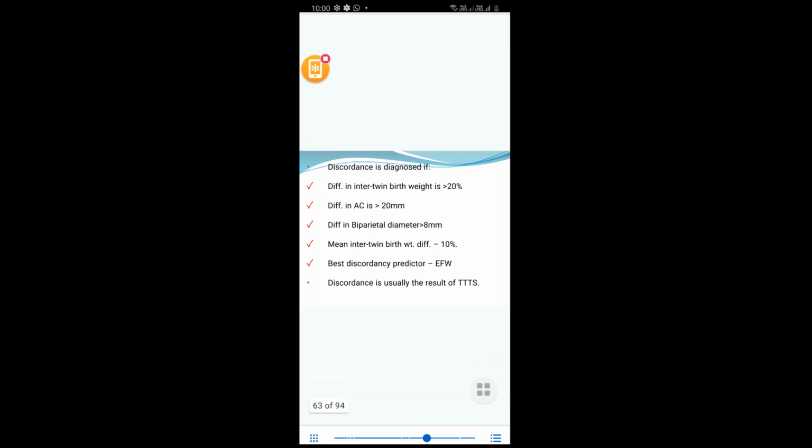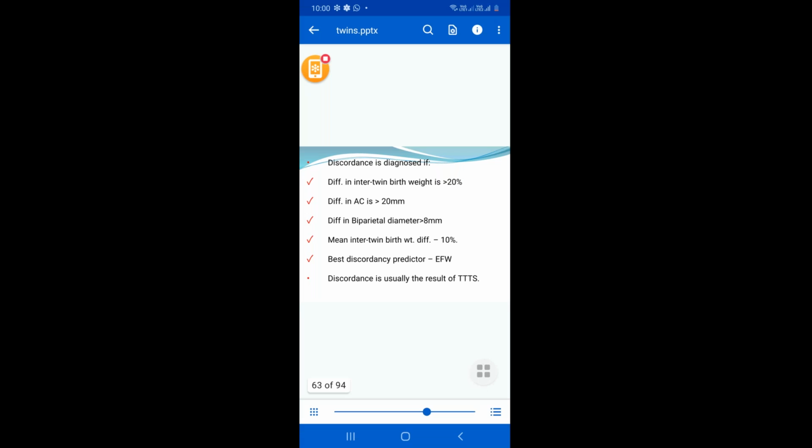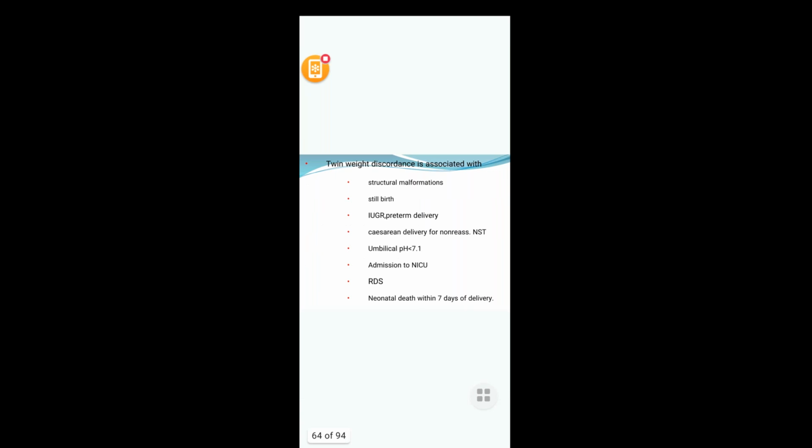Or if there is a difference of more than 20 mm in abdominal circumference, or a difference in biparietal diameter of more than 8 mm, then you need to name it twin discordance. Twin discordance is usually the result of twin to twin transfusion syndrome. Twin weight discordance is usually associated with structural malformation.